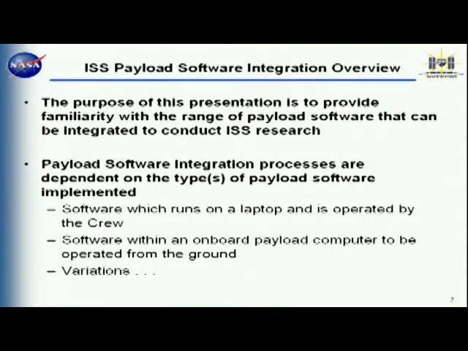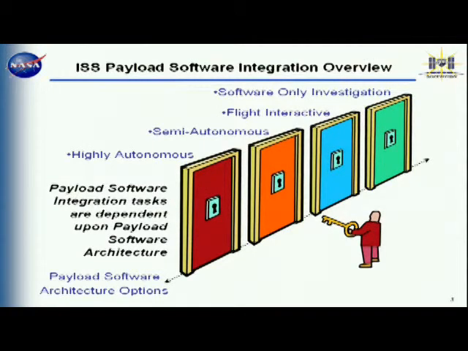Next chart, please. I didn't have any graphics either, so I had to come up with something to grab your attention before we get into all the text. So what we have here is 4 doors representing kind of a range of the software architectures that you can implement. We're going to start with the red door and work our way towards the green door. So we'll start with a very autonomous system first and work our way.